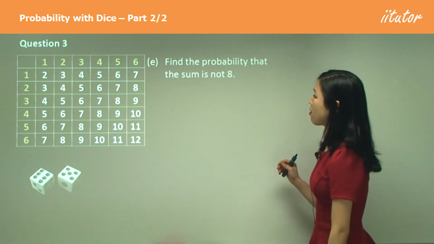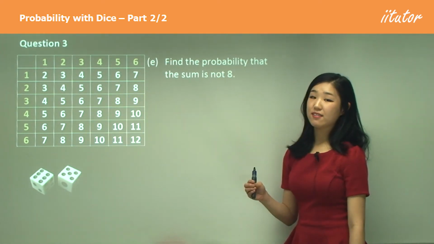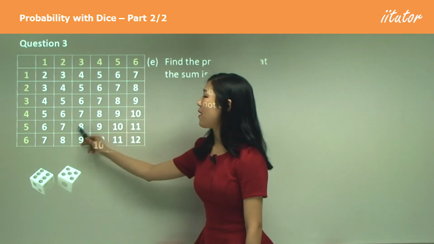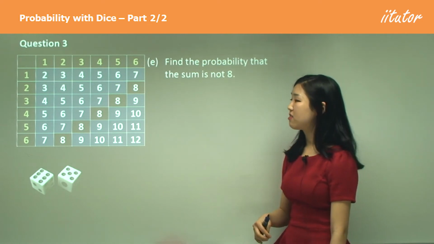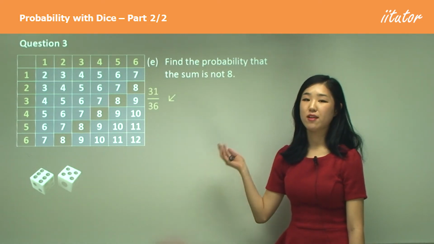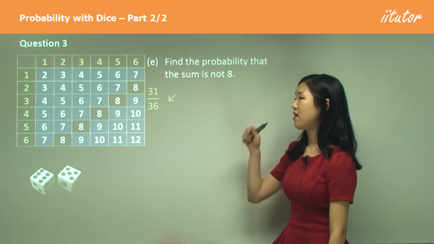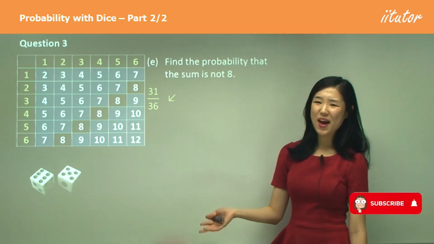E, probability that the sum is not 8. So it's anything but this part here. So anything else except for the ones that have 8. So count them up and you'll see that that's 31 over 36 and you can't simplify that any further, so that's the answer. Okay, so how easy is that, guys?